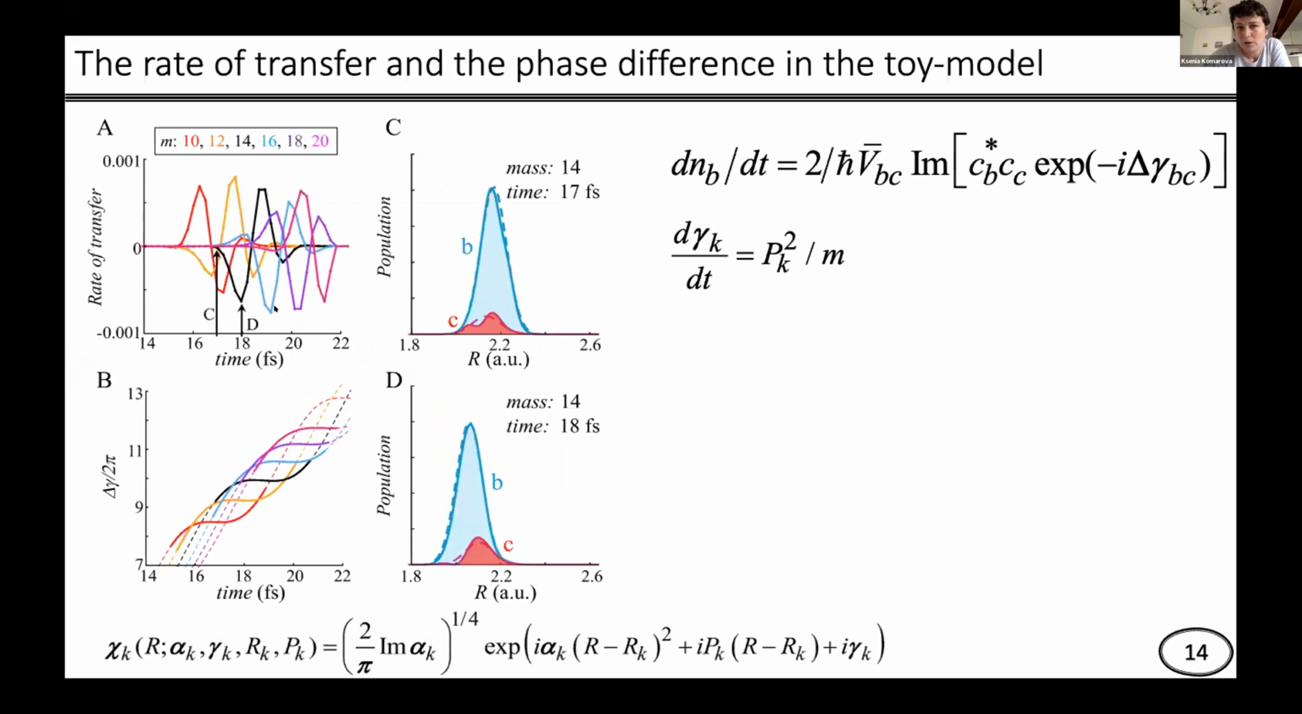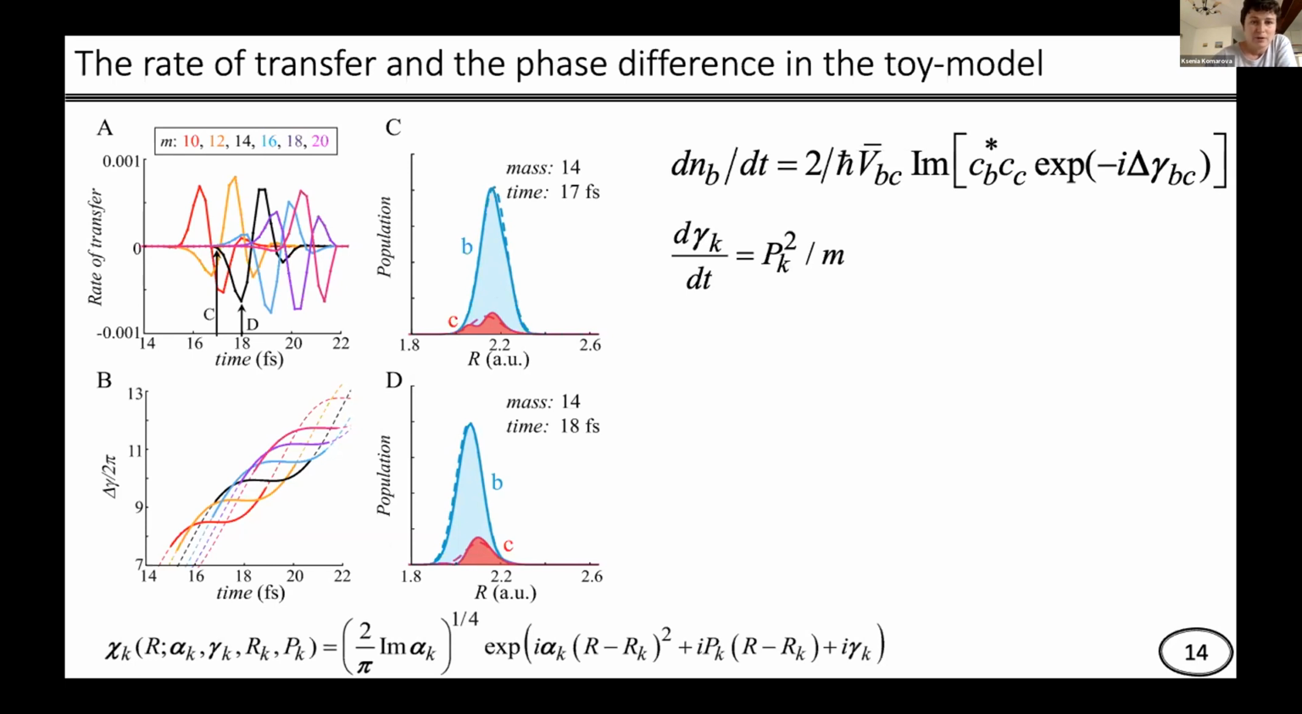Okay, so here we go to this phase more closely. First, let's compare how the wave packet actually looks like at these different points. So for mass 14, for example, for this black curve, I put C and D points, and these panels C and D represent the wave packets on the valence and the Rydberg state for these C and D points. The solid lines, one can see here, are the grid propagation. So it's the exact result for the toy model. And the dashed lines are actually Gaussians. So one can see that our Gaussians indeed are a very good approximation for this specifically designed toy model.